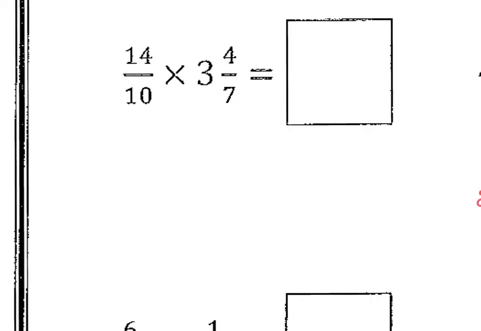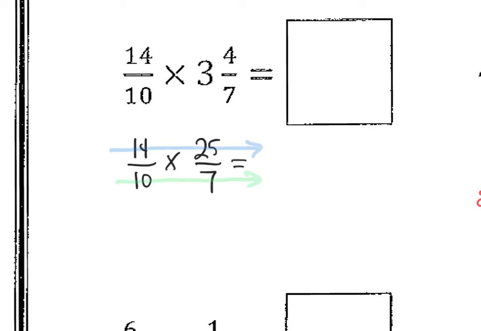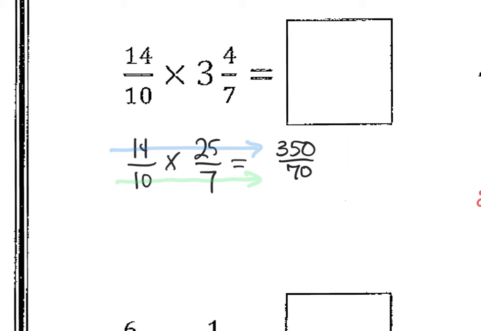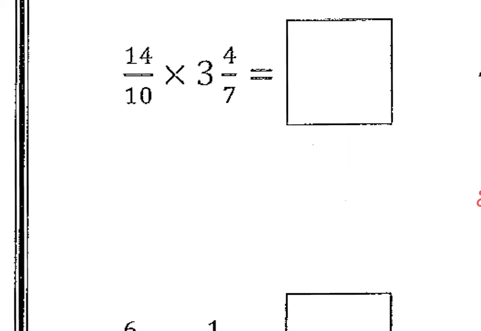Let's try 14/10 times 3 4/7. This is really 14/10 times 25/7. Now, if I multiply this straight across, 14 times 25 and 10 times 7, I get 350 over 70. That's hard. Let's go back and cross-cancel. Remember, we had 14/10 times 25/7. 14 and 7 share a common factor of 7. 7 goes into 14 twice, 7 goes into 7 once.